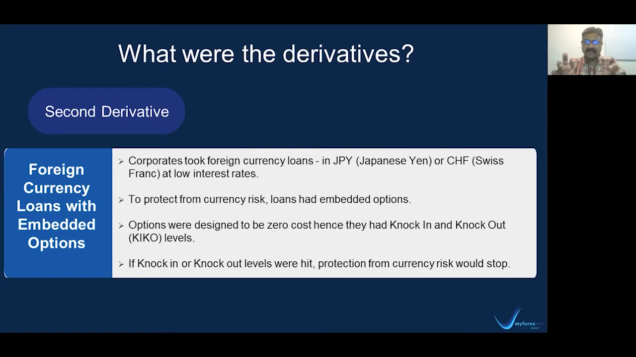Again, slightly complex, difficult to comprehend, but that is what was done, and that was what was propagated by banks. So bottom line, you had foreign currency loans in Japanese yen and Swiss franc, with currency risk protected by embedded options, but these options had knock-ins and knockouts, which means the protection ceased to exist if the knock-in or knockout levels were hit. Now let's try and understand what actually happened after a lot of corporates in India took this kind of foreign currency loans.